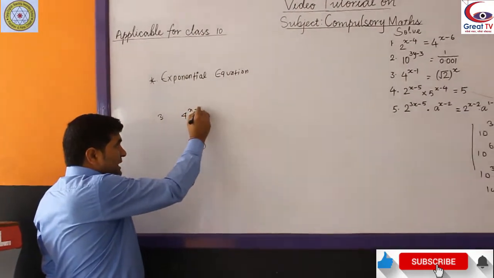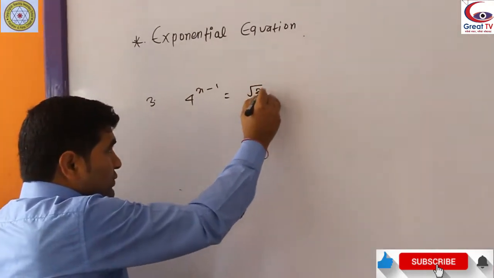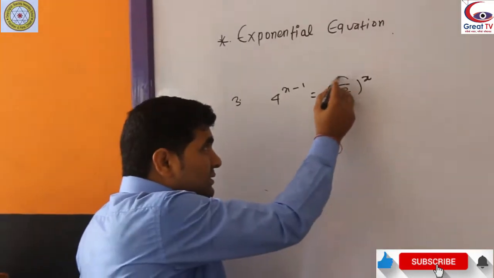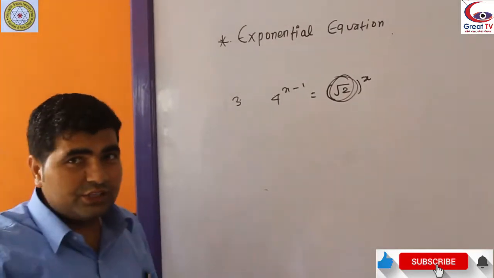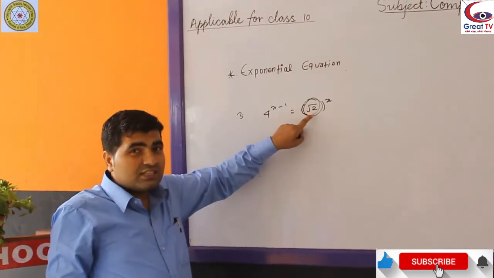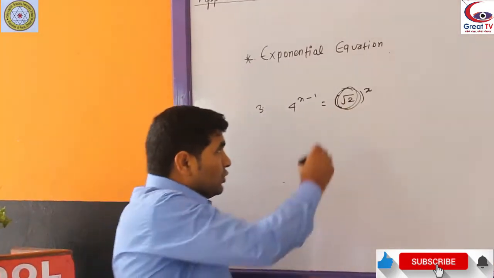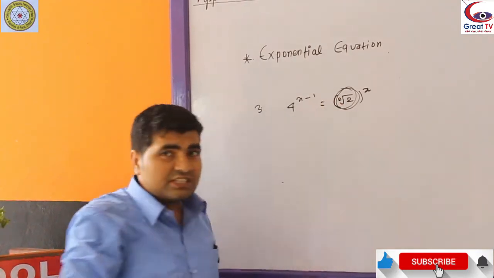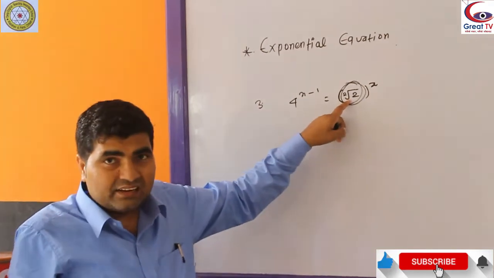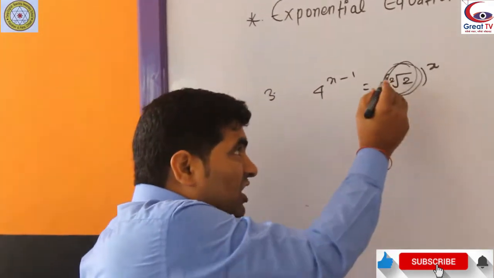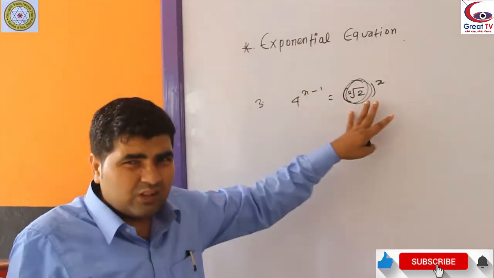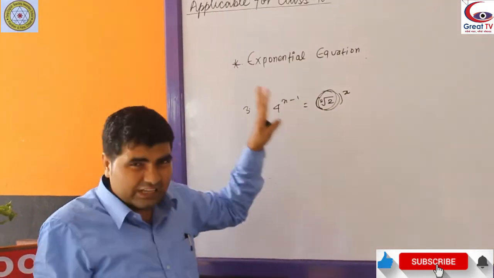4 power x minus 1 equal to root under 2 power x. Yes, what is root under 2? What is the order of the surd? No number written, that means the order of the surd is 2. This 2 is the radicand and this sign is the radical sign. When we change this radical into a power; without changing into a power we can't solve this numerical. We can't find the variable values.